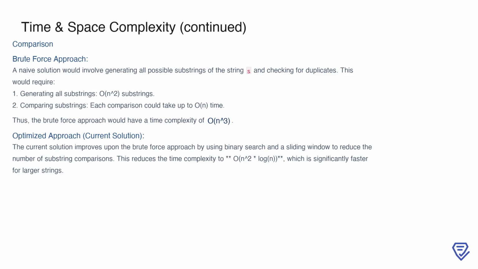In contrast, the optimized approach leverages binary search and a sliding window to minimize the number of substring comparisons. This reduces the time complexity to O(n squared * log n), which is a significant improvement, especially for larger input strings. The key advantage here lies in the reduction of redundant operations while still systematically exploring potential solutions.